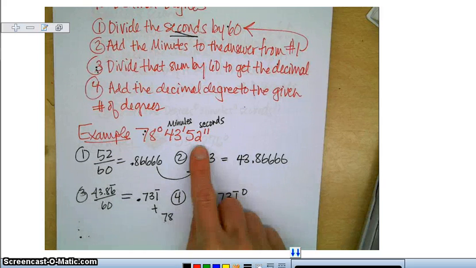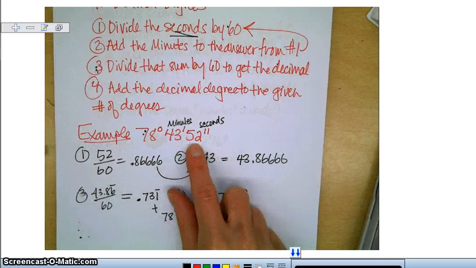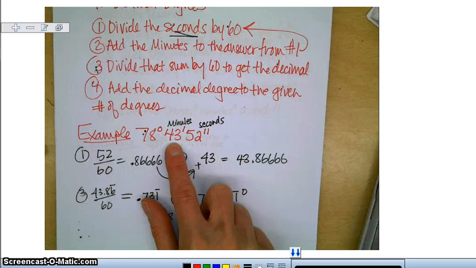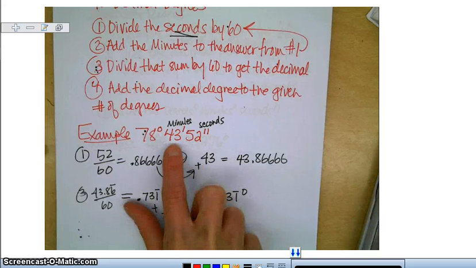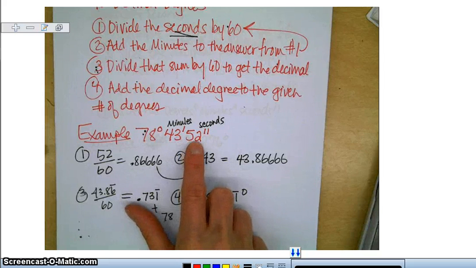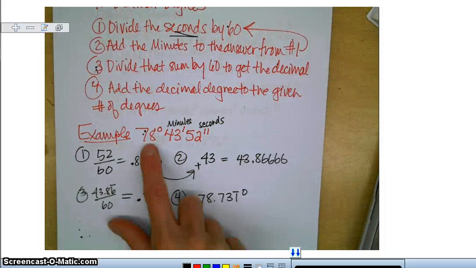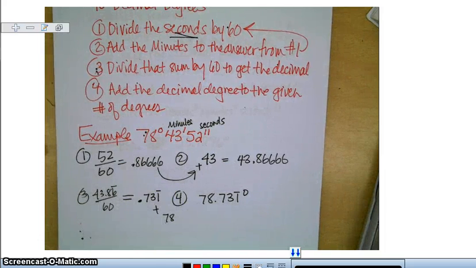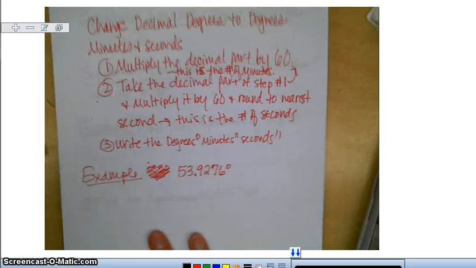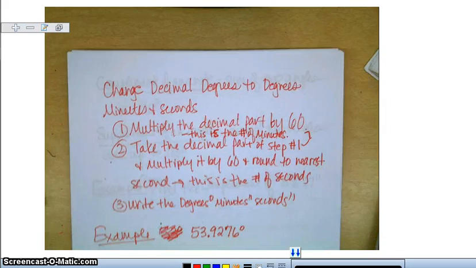So we start back here. We divide this by 60. We add it to that. So it just basically becomes the decimal. We take the decimal of this, we divide it by 60, and that just gets tacked on as a decimal for 78. All right, so now if we want to change decimal degrees into degrees, minutes, and seconds.